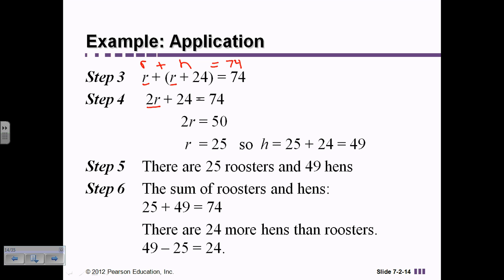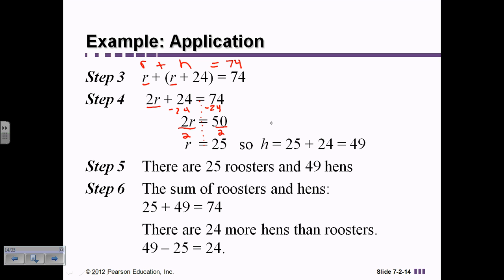Here's our equal sign. Remember that barrier that we talked about earlier. So we've got to subtract the 24 from both sides. So 2R equals 50. Divide both sides by 2. So R is 25. So the number of roosters is 25.